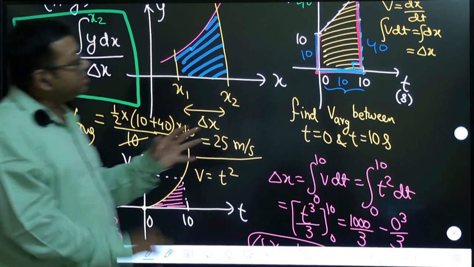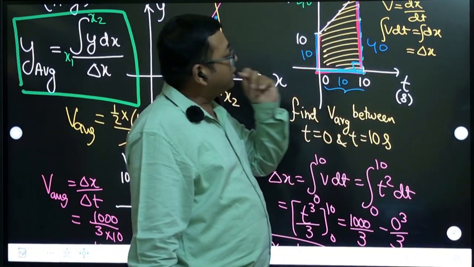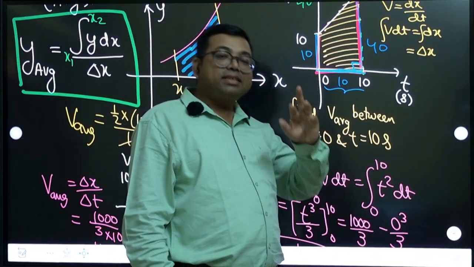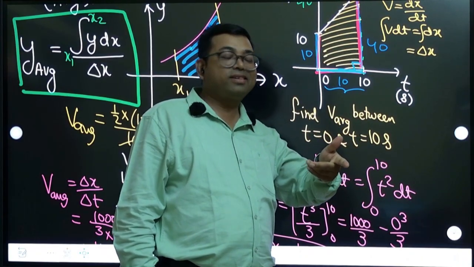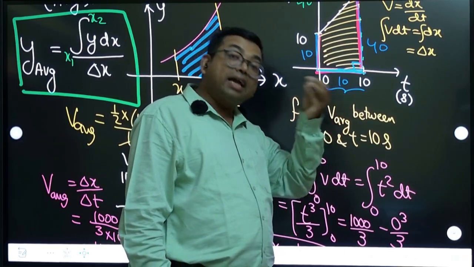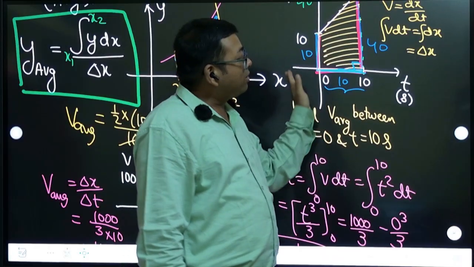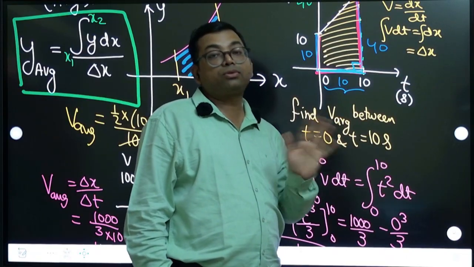That means, suppose a graph is a straight line, then its average is just the initial and final value divided by 2. So if a graph is a straight line, then its average is initial value plus final value divided by 2. This is a shortcut. You can use it. For this, you don't have to worry.